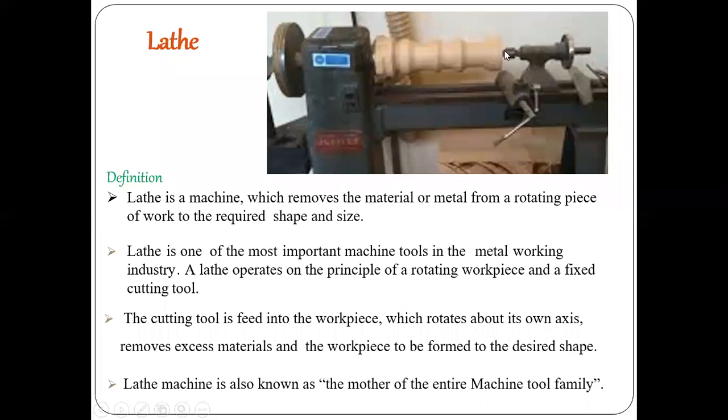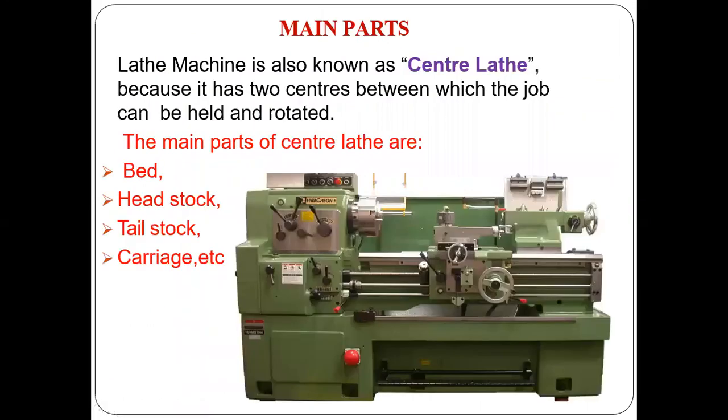The workpiece rotates at a particular speed, and the cutting tool is at this particular point. The cutting tool is mounted on the carriage. The fourth important part is the carriage. This entire portion you are seeing is called the carriage. The carriage consists of the cutting tool, which is mounted on it and removes the material.